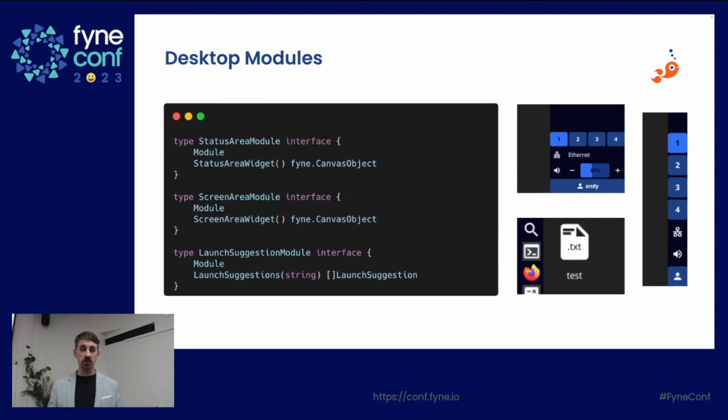For coders in the room who just want to be coding their own stuff onto the desktop but haven't learned how or haven't managed to do this with previous systems, the module API for FyneDesk is to run a function that returns a canvas object. And as we've seen earlier, that's a generic description for anything that can be displayed on screen. So I have 3 main module definitions: the status area, the screen area, and a launch suggestion. And the last one is a little different.